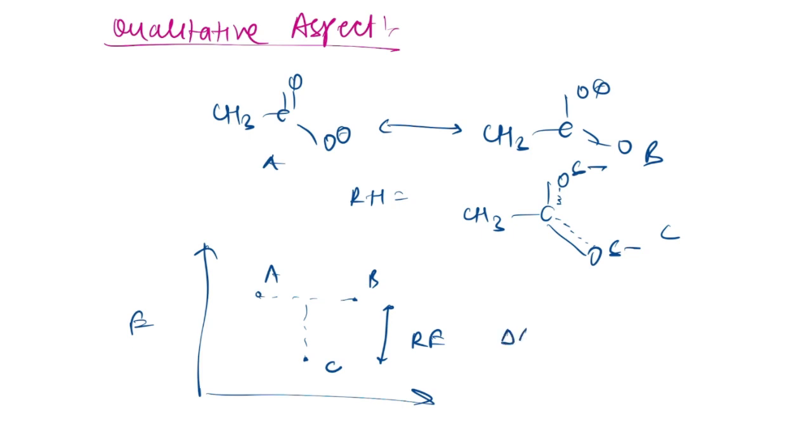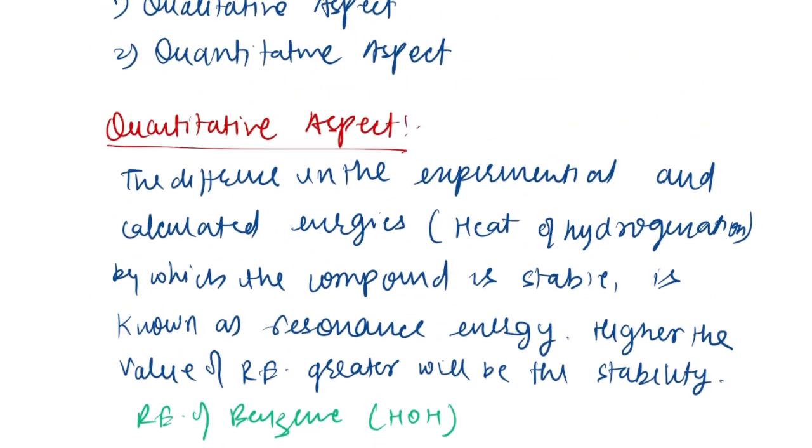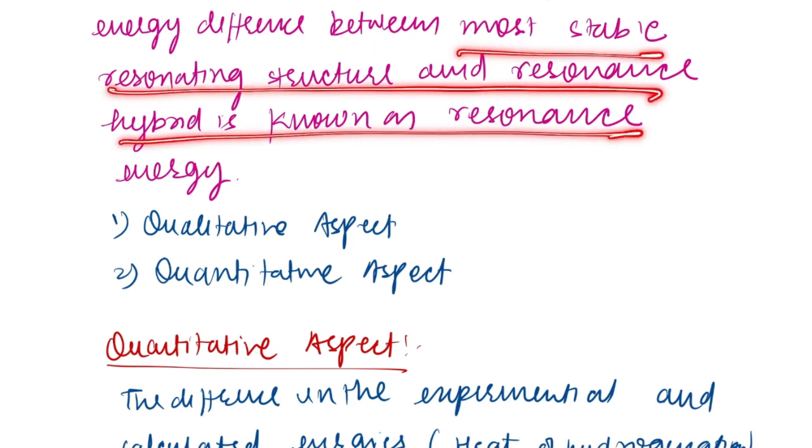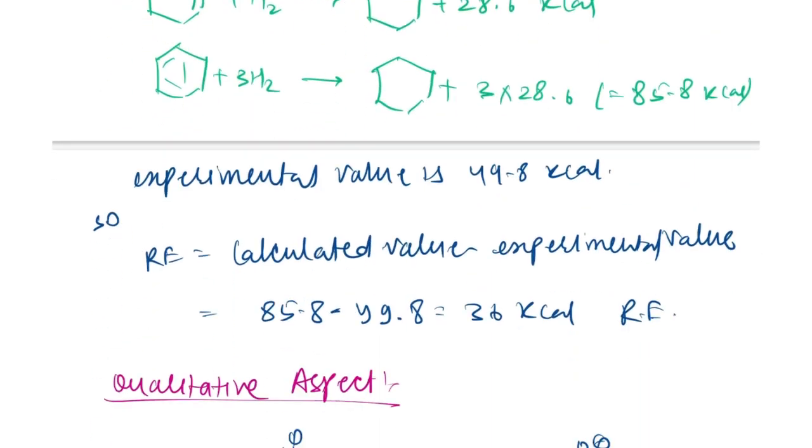So delta E is EC minus EA. This is the most stable canonical structure. A and B both are equally stable, and C is the resonance hybrid. So as we have seen in the definition, the energy difference between the most stable resonating structure and the resonance hybrid is known as resonance energy.